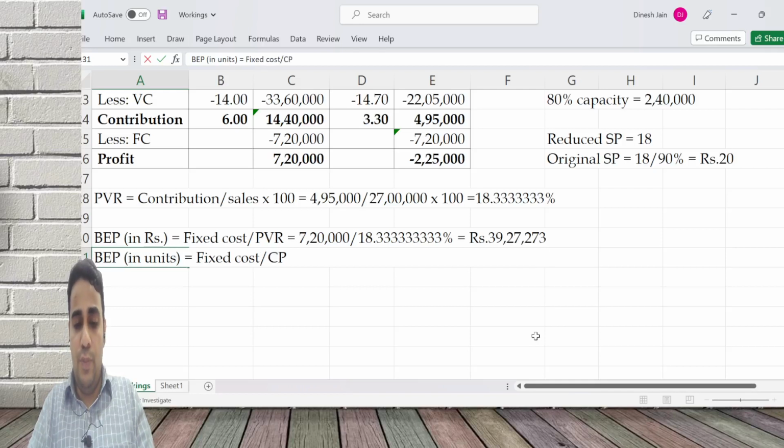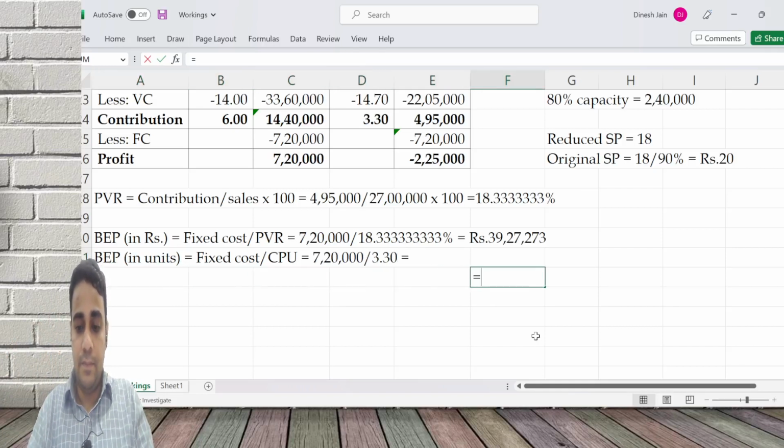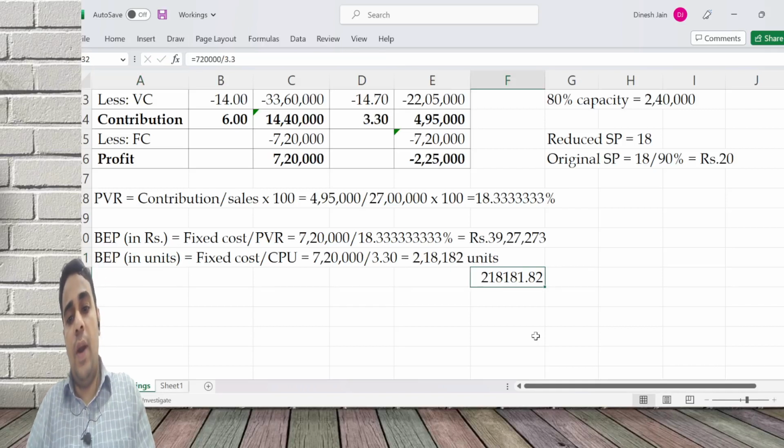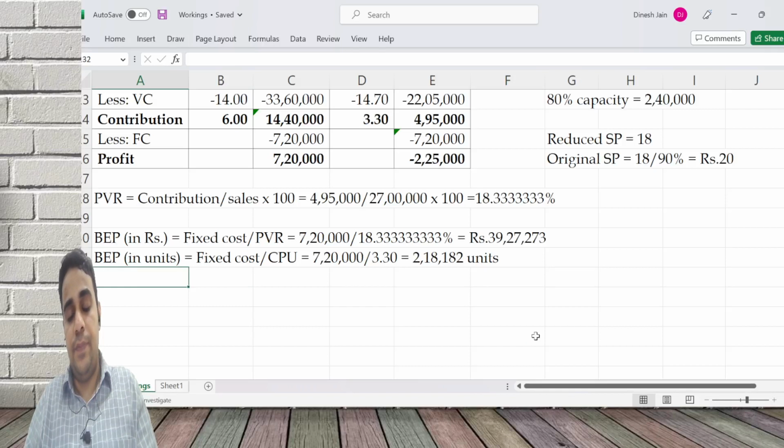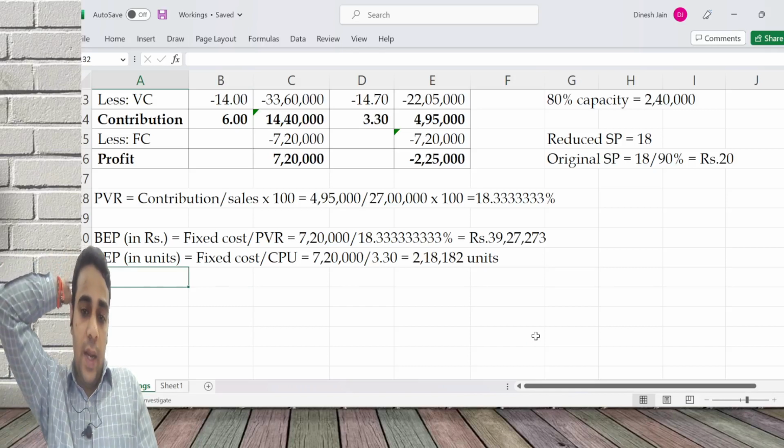Fixed cost by contribution per unit, or BEP in rupees divided by selling price. Already calculated in rupees, divide by selling price. If you calculate in units, multiply with selling price. So 7 lakh 20 divided by 3.3 gives 2 lakh 18,180 units.